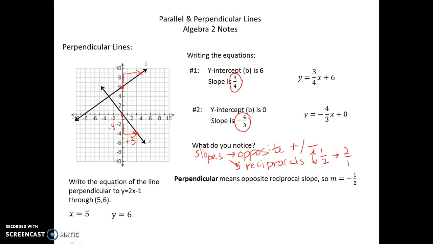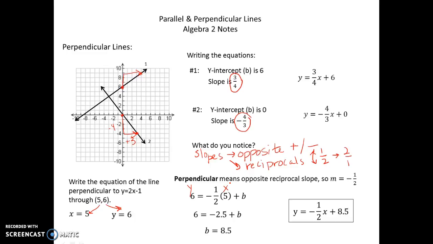Okay, we also, again, take our x value and our y value, and we're going to substitute them into slope-intercept form. So 6 was our y value, 5 was our x value. And then we're just going to calculate it out. So 6 equals negative 2.5 plus b, so b is 8.5. And then we go back to the original and just write it in slope-intercept form. So y equals negative 1/2 x plus 17/2.